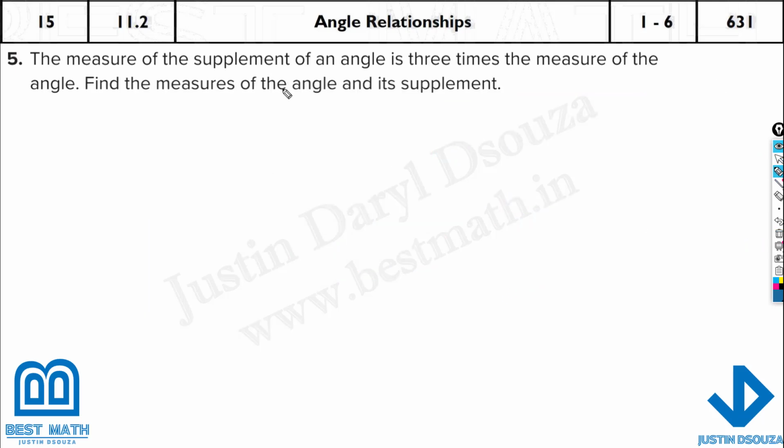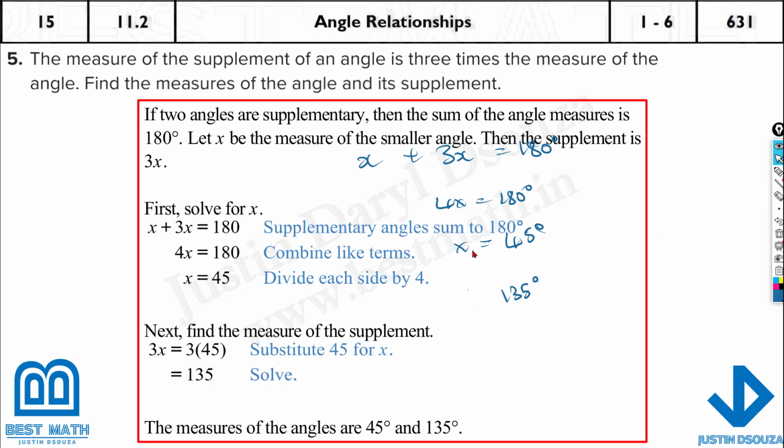What happens here? The measure of the supplementary angle is given as 3 times the measure of the angle. So one is x, another one is 3x. So when you add them up, it's going to be 180 degrees, isn't it? So 4x is equal to 180 degrees. What's the value of x? Just divide both sides by 4. Now this is going to be 45. X is 45. So the other one is going to be 45 times 3, 135 degrees. Now steps are not required here, you can directly find the answers. Just use the calculator and you'll get it.